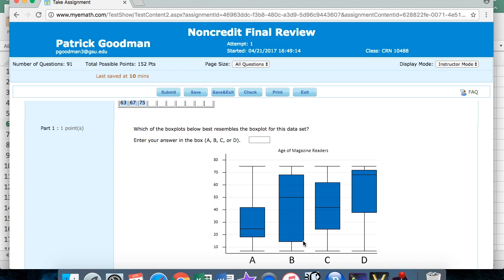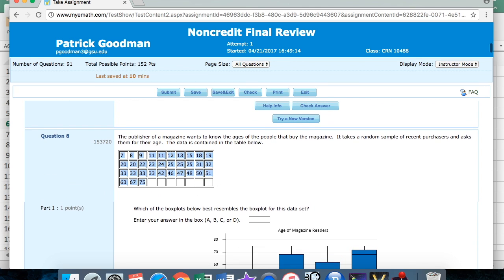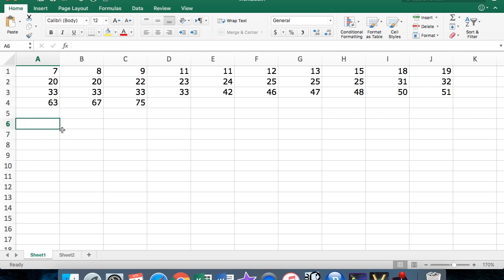The box here, this bottom one, is your Q1, your first quartile. Then this line in the middle is your second quartile, or the median. Then the third one, of course, is your third quartile, and then this is your maximum value. That's how box plots go. So let's find these guys.